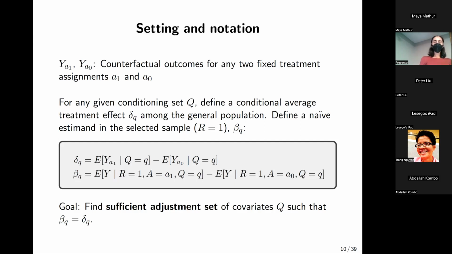Okay, so that's what we want to estimate. What do we actually get? Well, the naive estimand that we actually have access to in the selected sample is going to be called beta Q. And that basically is just a mean difference between the A1 group and the A0 group, but conditional on only those people with R equals 1. Okay, so remember, our goal is to find a sufficient adjustment set of covariates Q in order to get this naive estimand beta Q to be equal to that in the general population.